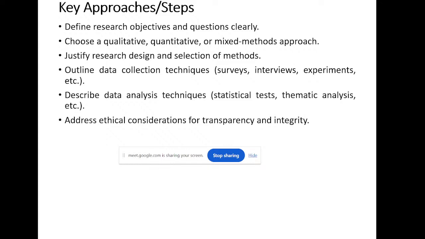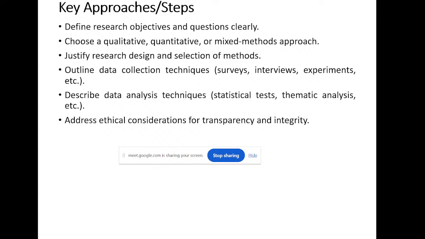And then of course you need to describe your data analysis techniques. Are you going the statistical tests? Are you doing thematic analysis? Are you doing randomized control trials? Are you doing survival analysis? That has to come from the objectives, that has to come from the type of data you're collecting, your research design, and of course your data collection techniques.